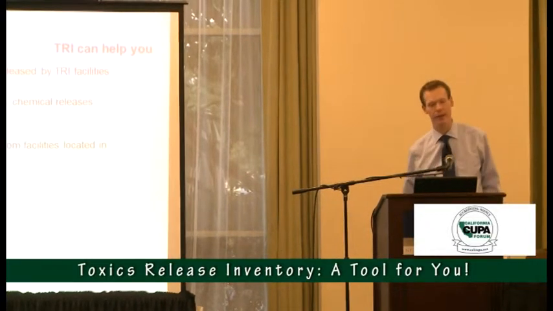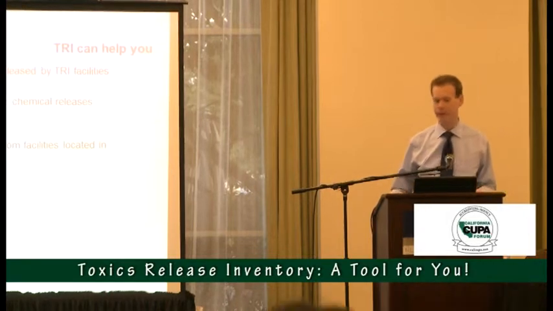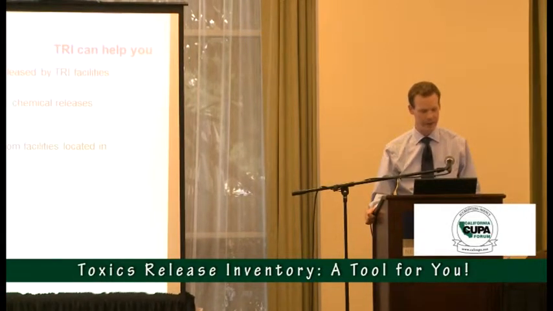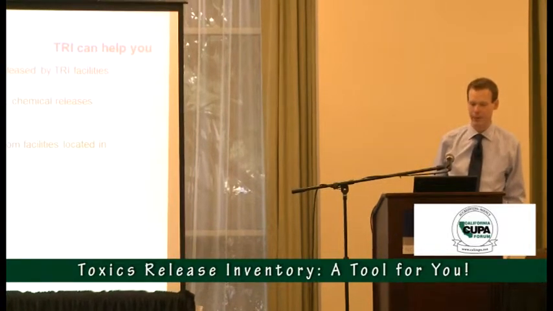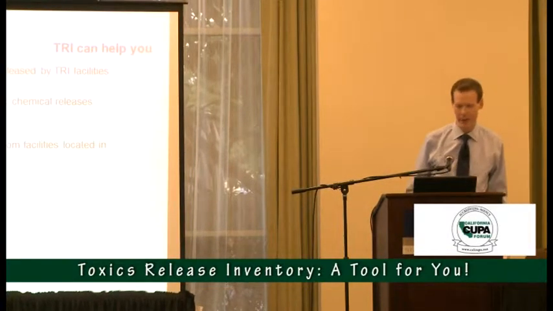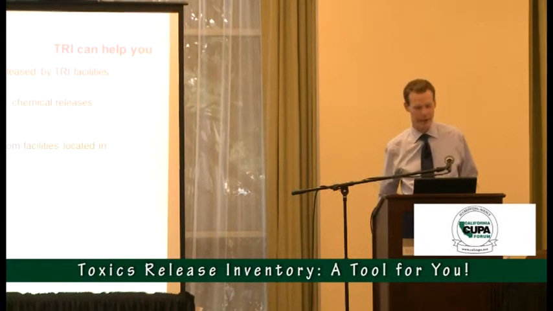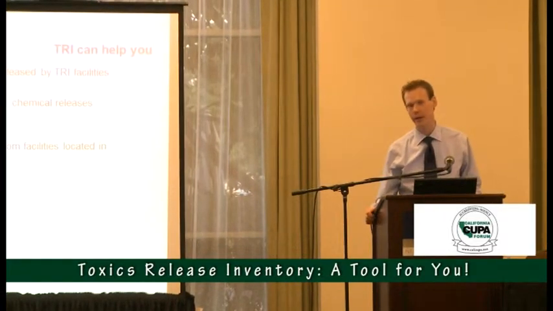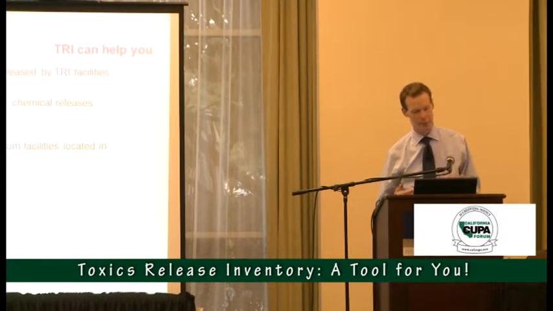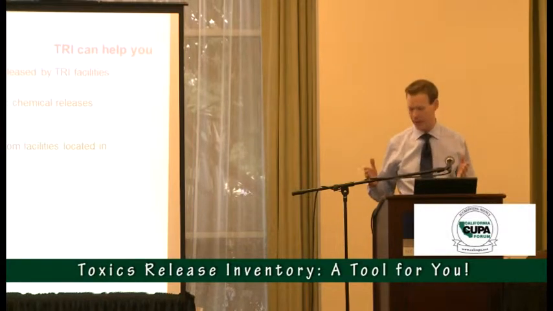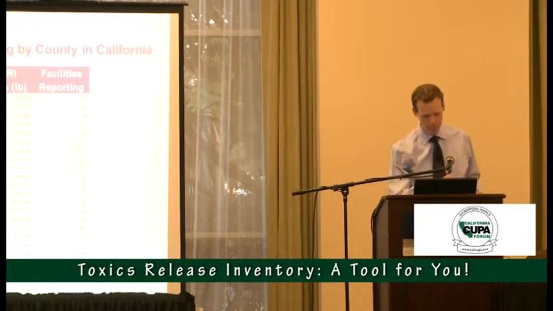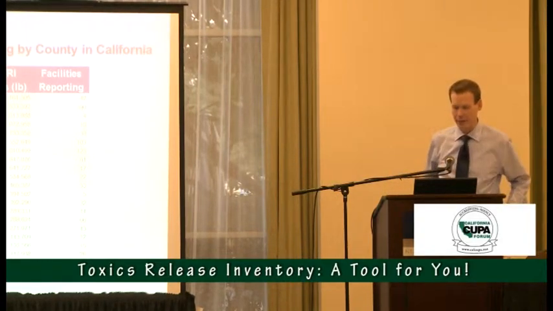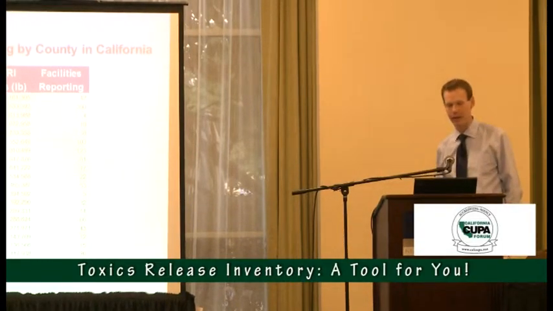Again, TRI can help you identify what chemicals are being released by the nearby TRI facilities. It can help you track increases or reductions of chemical releases over time, and it can help the community or the CUPAs prioritize where and what chemical trends are happening in their area. So this is kind of a first look at TRI reporting data.